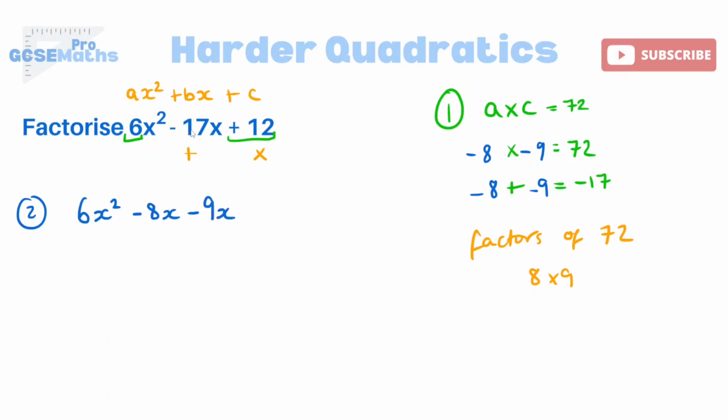Now overall that still adds up to minus 17x, doesn't it? And then I'm going to copy the plus 12. Okay, so this is exactly the same quadratic as the top one. I've just split the middle term. Okay, I've literally split it.